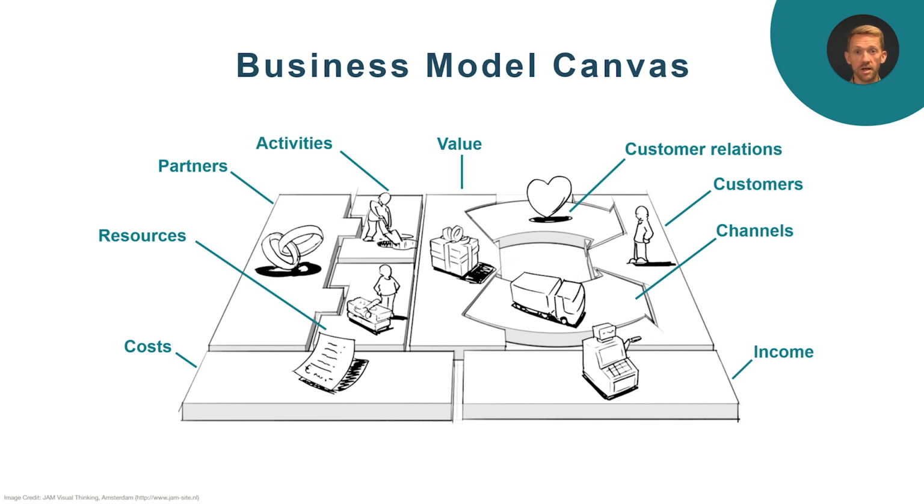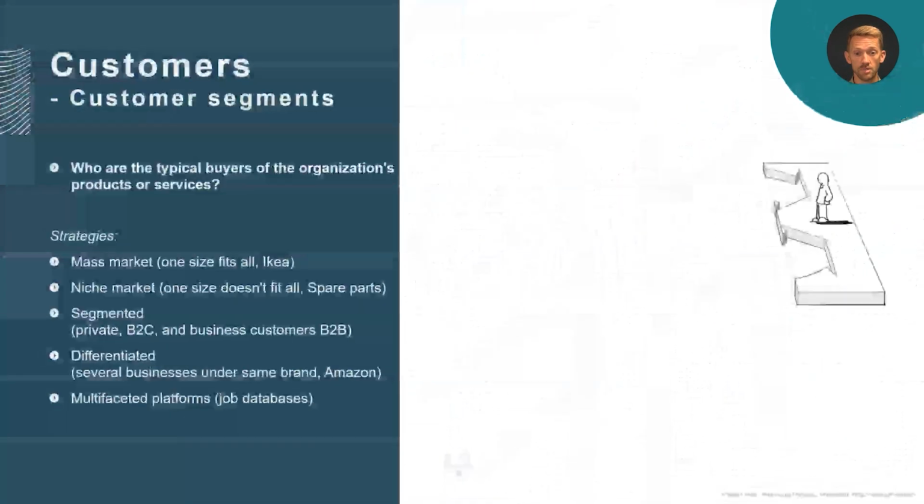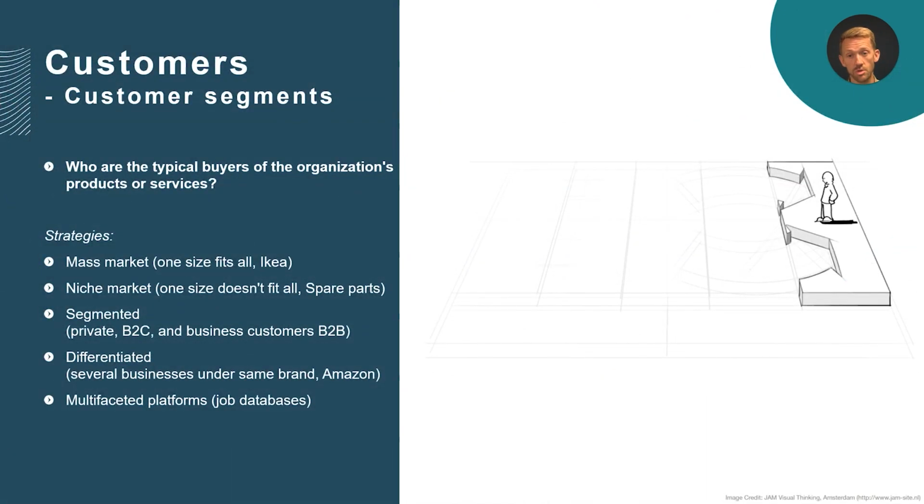So let's dive into the 9 building blocks, and the first of them is about the customers. Customers or customer segments is about who the typical buyers of the organization's products or service are. And buyers here could also be understood as users of a service. There can be various strategies. One can be mass market, which is sort of a one-size-fits-all strategy. We know that from IKEA, for example.